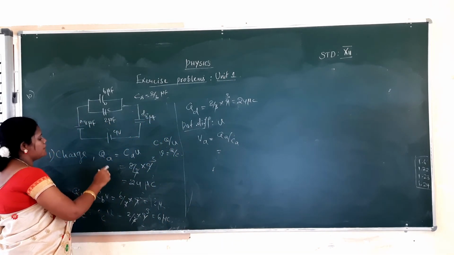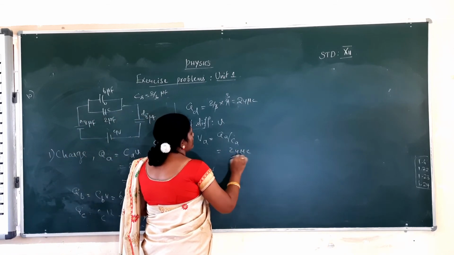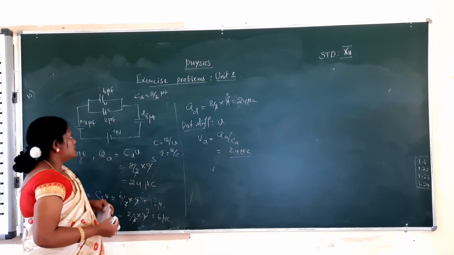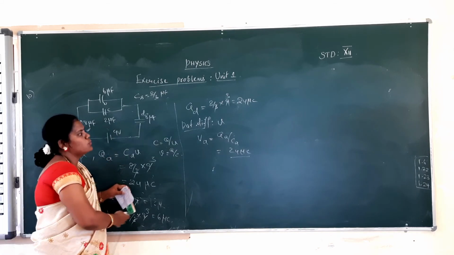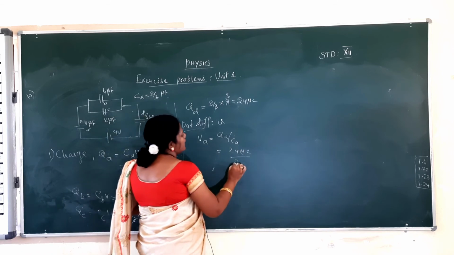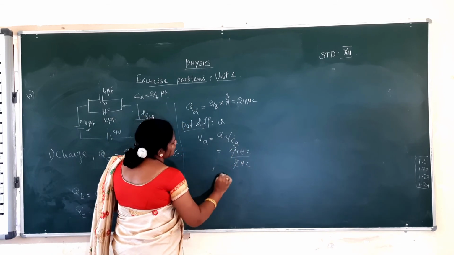Where is the QA value? It is 24, so 24 microcoulomb by the CA value. The CA value is 8, so 8 microfarad. Then 24 by 8 is 3, so 3 volt.